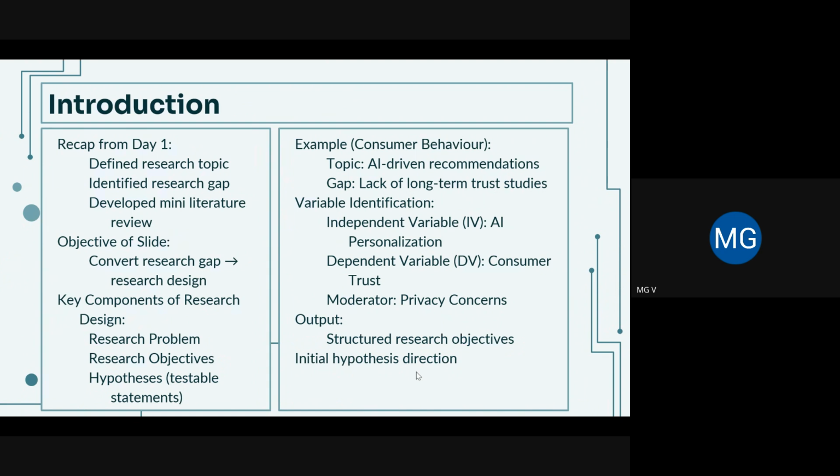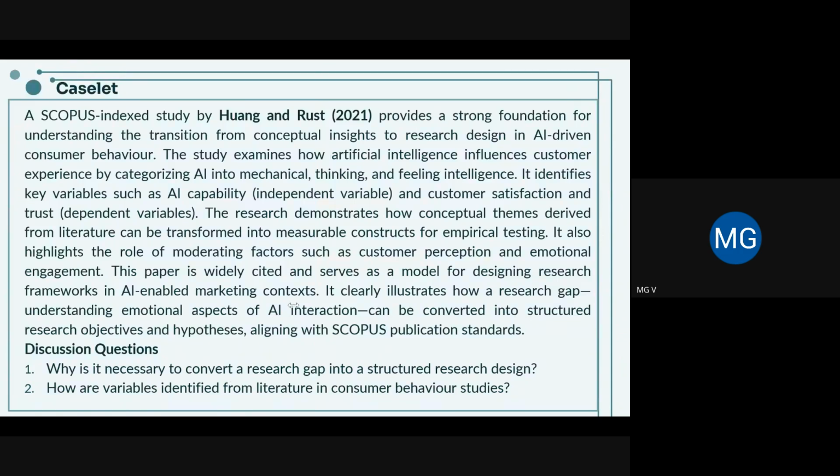These variables must be grounded in existing literature retrieved through Google Scholar. ChatGPT will assist in structuring objectives and refining the problem statement, but all outputs must align with academic standards. This step is critical because it transforms descriptive insights into measurable constructs, which form the basis of hypothesis testing and empirical research in Scopus indexed publications. You can explore the concept through the caselet if you want to go through it.